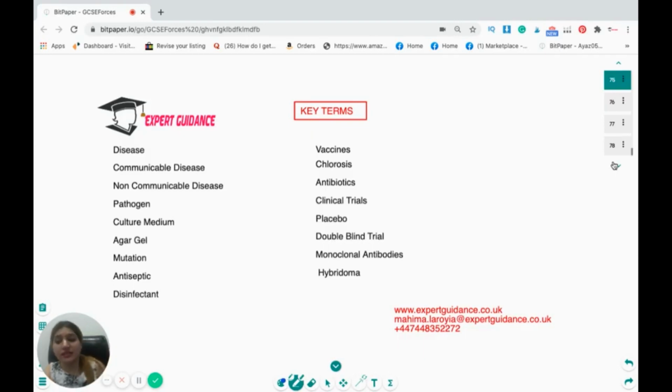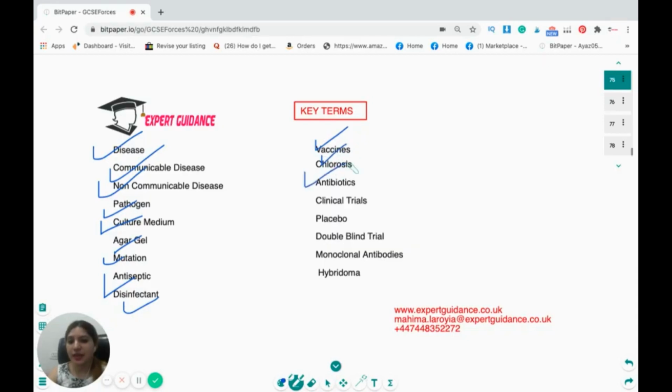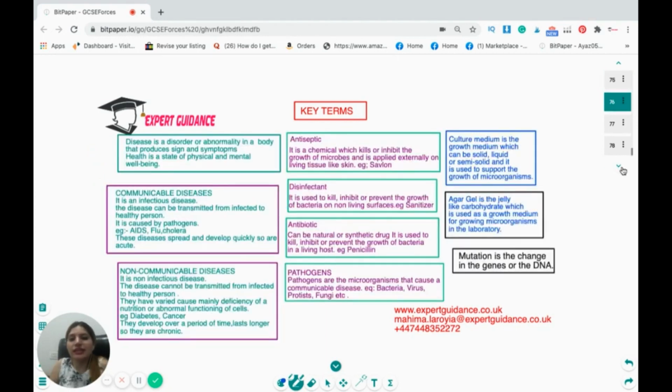There are a lot of key terms and definitions in this topic. So make sure you can define what is a disease, communicable disease, non-communicable disease, pathogen, culture medium, agar gel, mutation, antiseptic, disinfectant, vaccine, chlorosis, antibiotics, clinical trials, placebo, double-blind trial, monoclonal antibodies, hybridoma. You can pause this video, try to define these terms, and come back and check the answer.